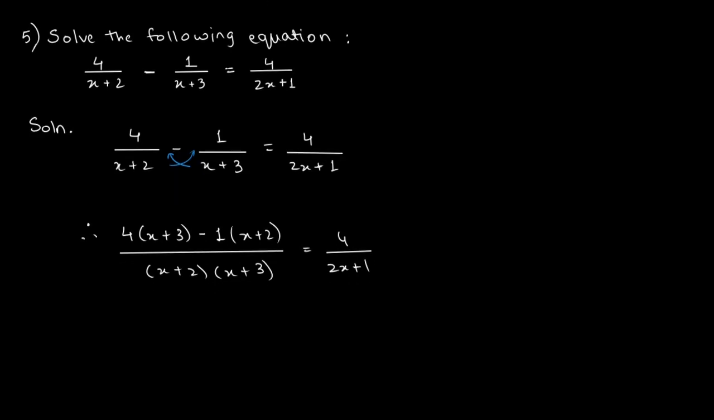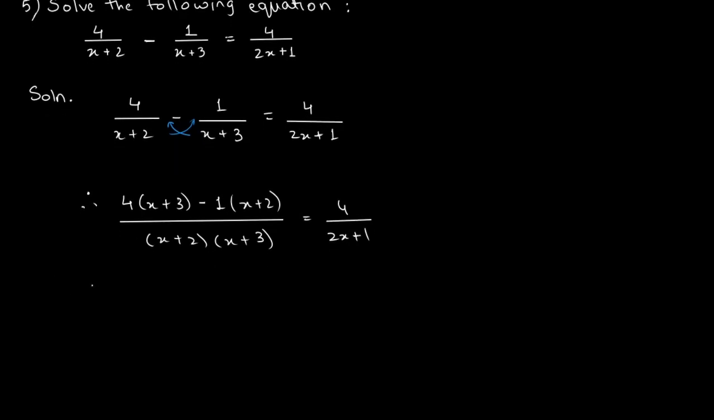Let's further simplify the left hand side. We'll have to use the distributive property here. 4 will get multiplied to these two terms, so I get 4x plus 12, and minus 1 will get multiplied to these two terms here. So this becomes minus x and minus 2, right?